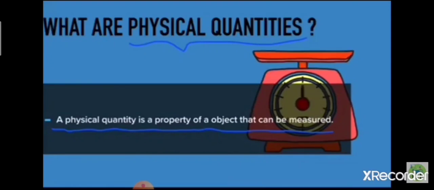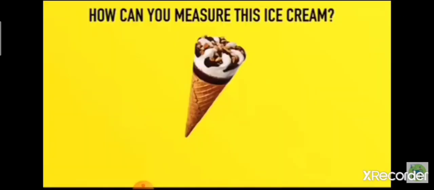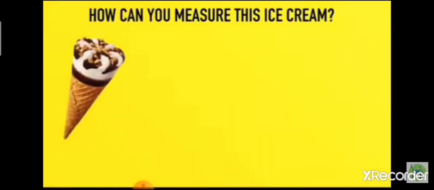Let's take an example. So we have an ice cream over here, and if I ask you how can we measure this ice cream? For measuring this ice cream we have different instruments. So now you have to think and decide which instrument is suitable for measuring this ice cream, or how can we measure this ice cream cone. If we have been given different measuring instruments, how can we measure this ice cream cone?